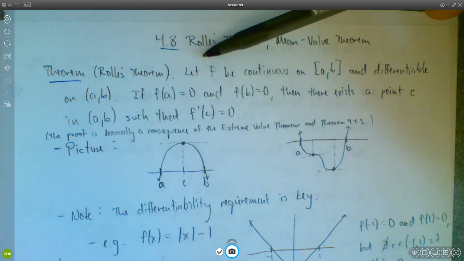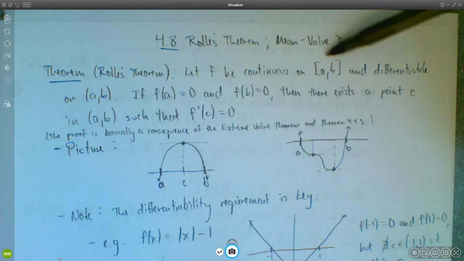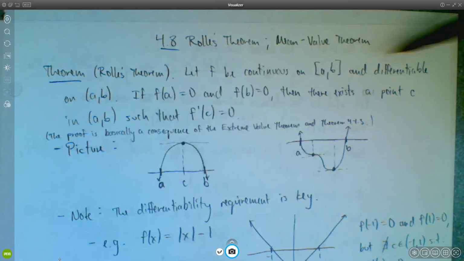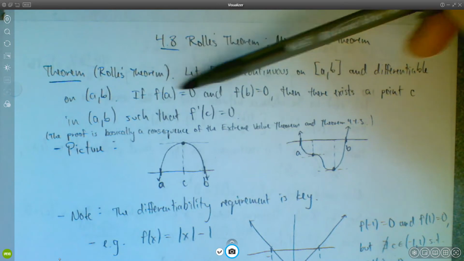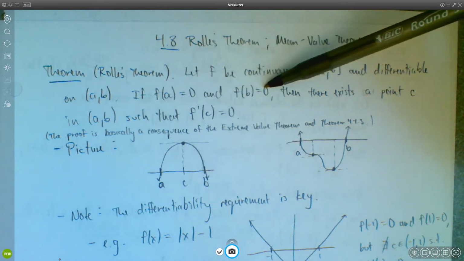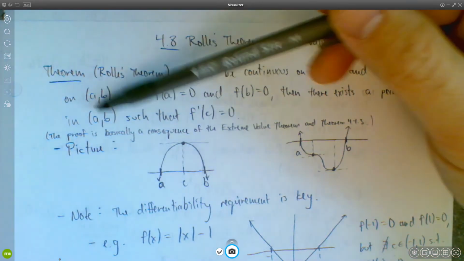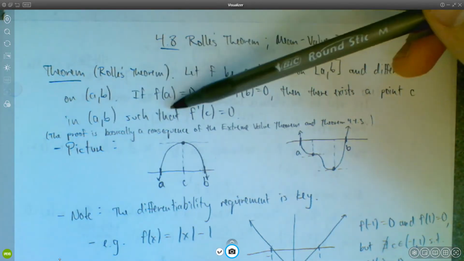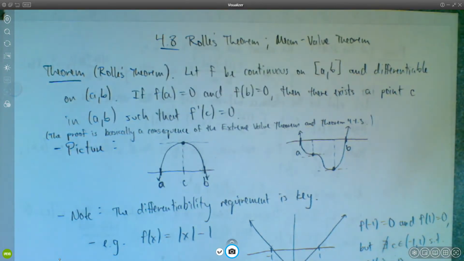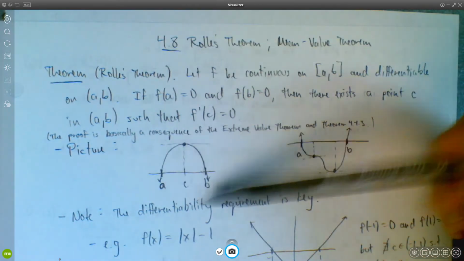It says, let f be continuous on the closed interval [a, b] and differentiable on the open interval (a, b). If f(a) equals 0 and f(b) equals 0, then there exists a point c in the interval from a to b such that f'(c) equals 0. Okay? And here's a picture of what we're talking about.